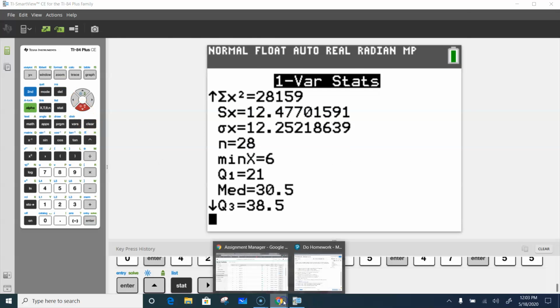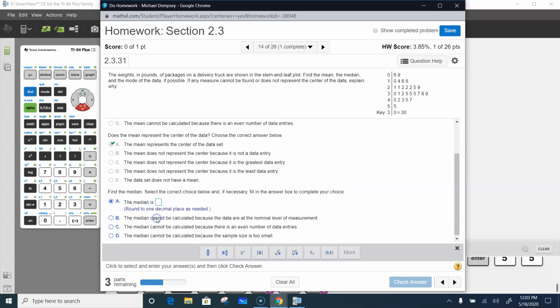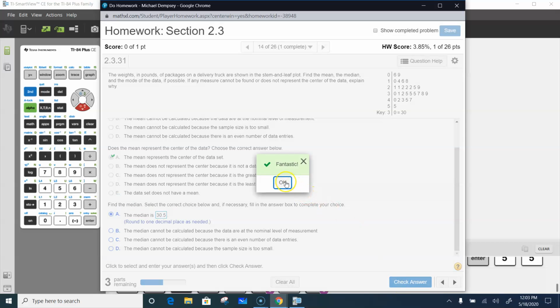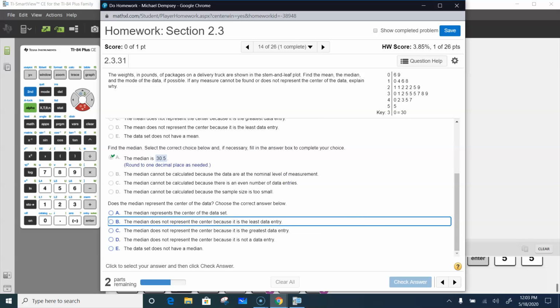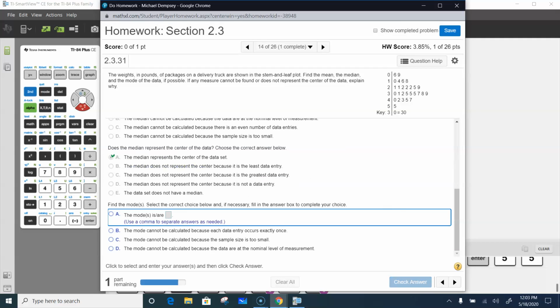30.5. And so the median is 30.5, which is also pretty close to the mean. Decent measure of center. Okay. The median does indeed represent the center of the data. It's that middle number, or an average of two numbers.